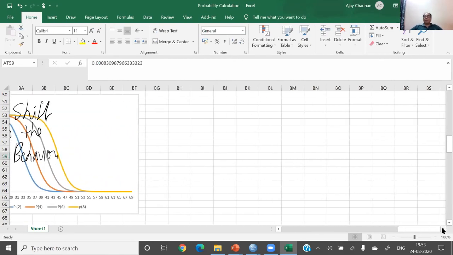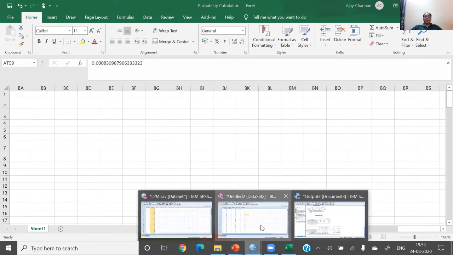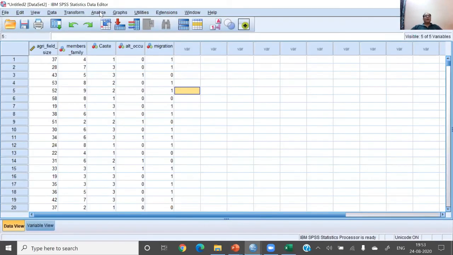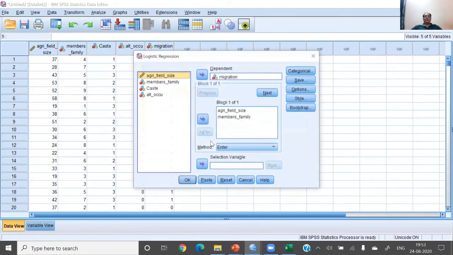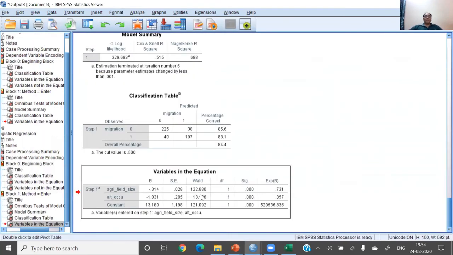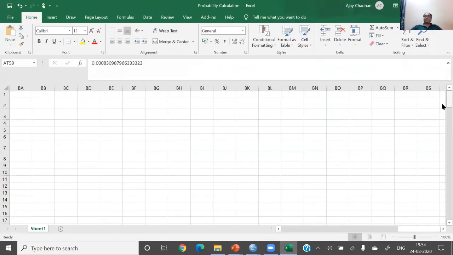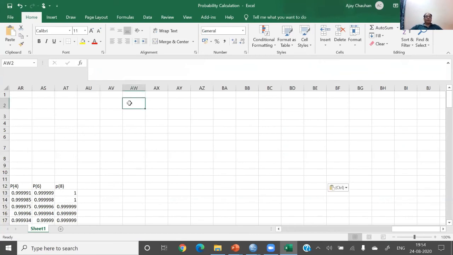Now I am showing you one more combination, which is also a very important combination. Let's move to the SPSS file once again, and go to Analyze, Regression, Binary Logistic. Now I'm not taking the members of the family, I'm taking the alternative occupation. Let's click on it and take the result from here. After that, you just take the results here, and I'm deleting this portion.